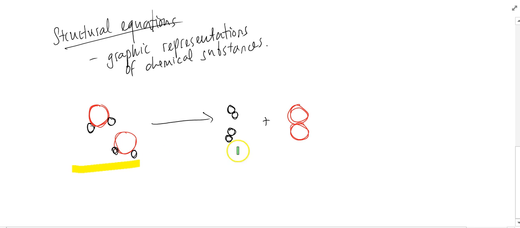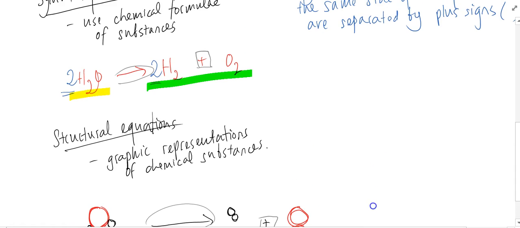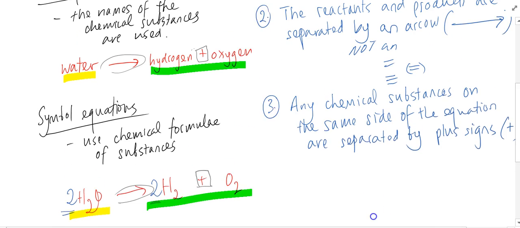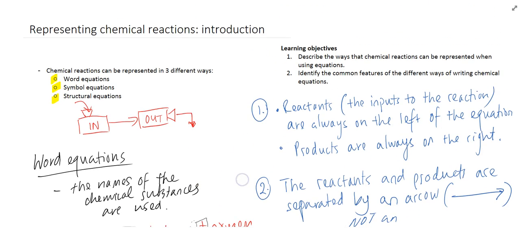Okay, so we still have the same idea. Reactants on the left, products on the right. Got our reaction arrow, got our plus sign separating the products. So in this video, we've had a look at the three different ways you might represent a chemical reaction. We've looked at the common elements of these chemical reactions.